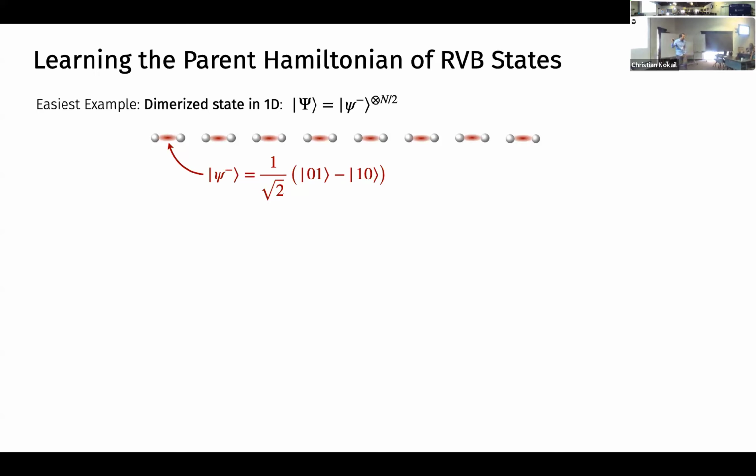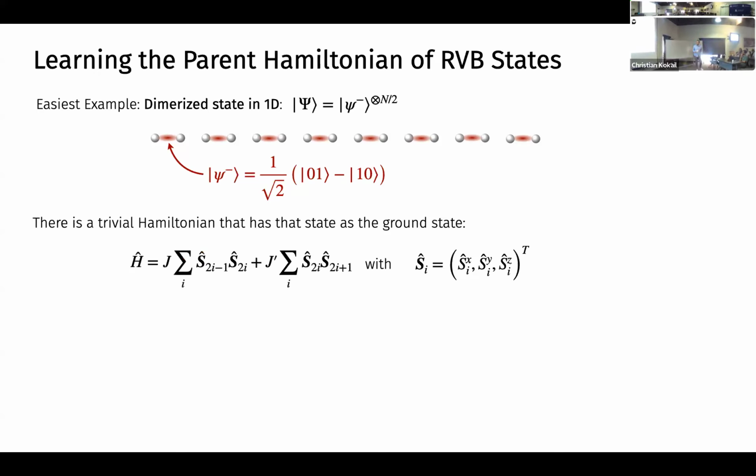difficult because it's a little bit similar to our maximally polarized state, right? This example I just showed. It's almost a product state, right? It's a product of dimers. So we cannot expect that this is uniquely true here. And indeed, you can write down Hamiltonians that trivially have this state as a ground state.